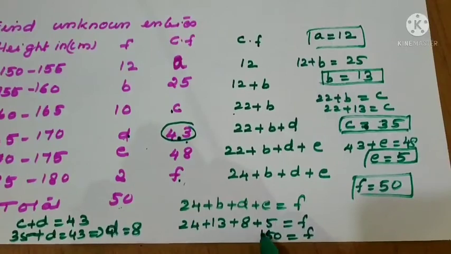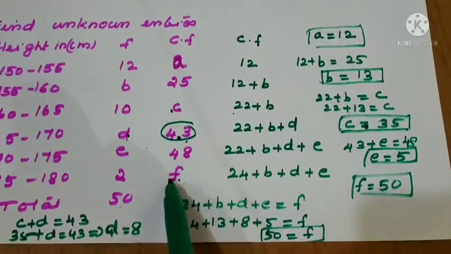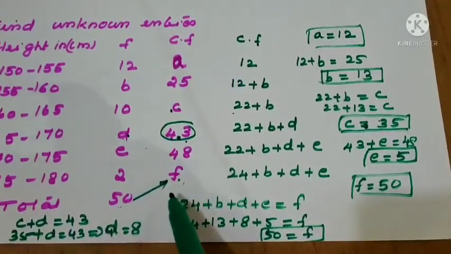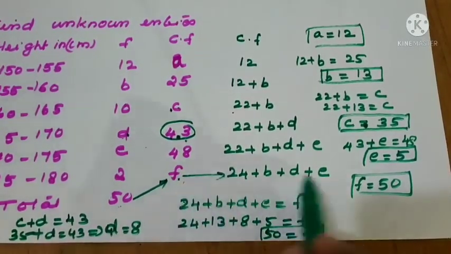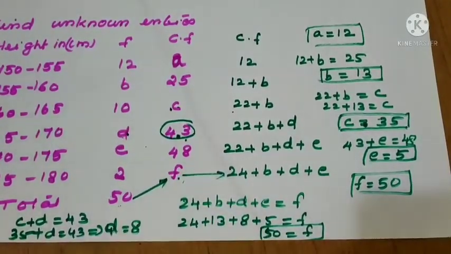This step is not required actually. Directly we can write this 50 is the cumulative frequency addition. So this means all the sums. So F equal to 50.